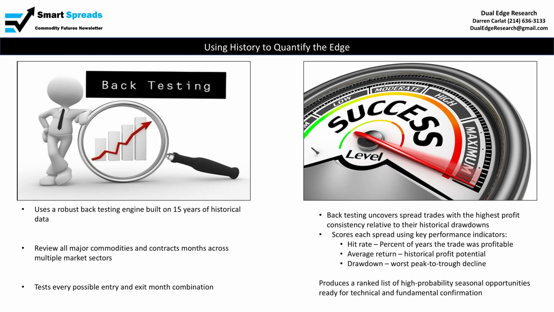Each spread is scored using key performance indicators. Number 1, hit rate, the percentage of years the trade was profitable. Number 2, average return, the historical profit potential across all tested years. Number 3, drawdown, the worst peak-to-trough decline used to assess risk. These metrics help us filter thousands of possible trades down to only those with a proven edge and consistent performance history. The result is a ranked list of high-probability seasonal opportunities, trades that have stood the test of time and are then further validated through technical and fundamental analysis.